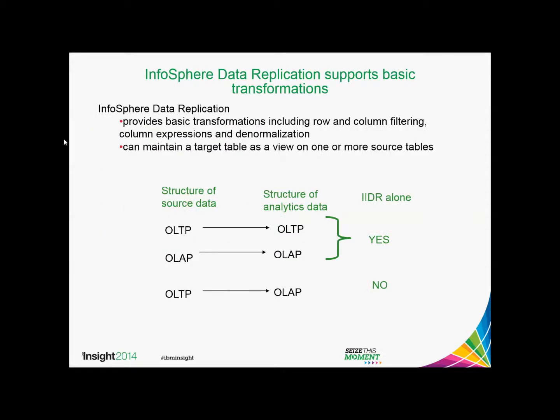So, specifics to the technologies: data replication supports basic transformations. The simplest way to think about it is that if you can think of your target table as a view on one or more of the source tables, data replication can do that transformation. Another way to think about it is that if the structure of the source and the analytics are the same, they're both OLTP or they're both OLAP, then data replication can do that transformation on its own. If your source is OLTP and your target is OLAP, that's beyond what data replication can do on its own. You're going to need to bring in the transformational power of DataStage.